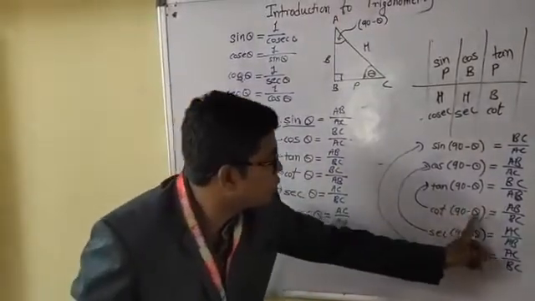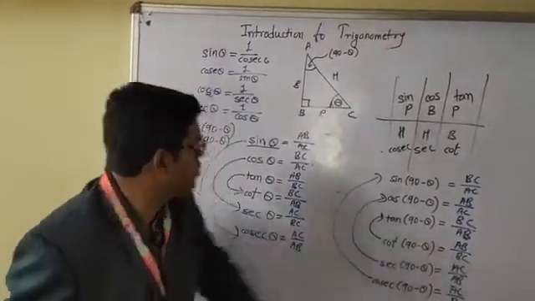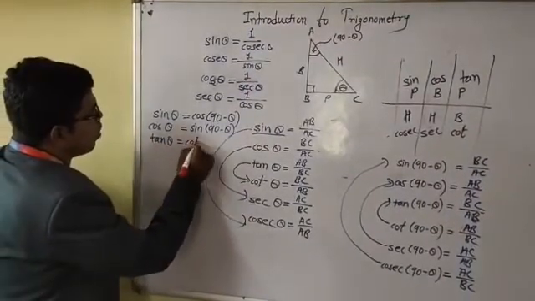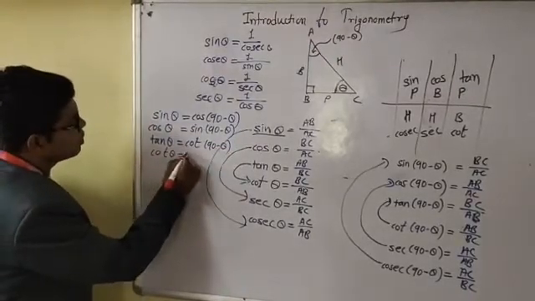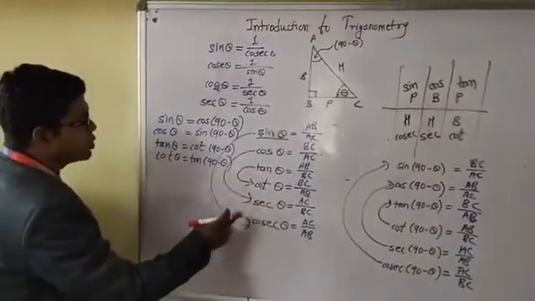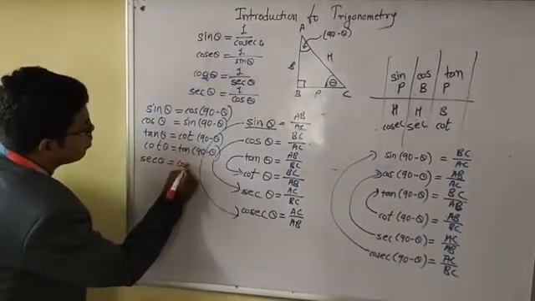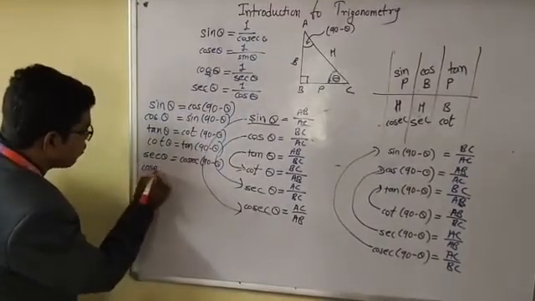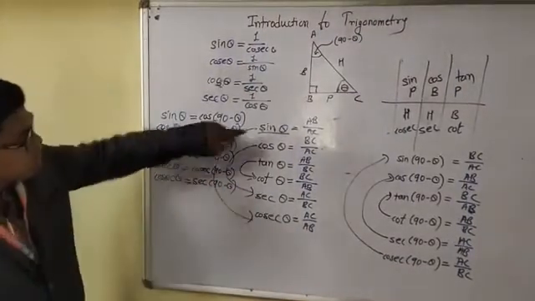Then the relation between tan and cot. Tan theta is equal to cot 90 minus theta. Tan theta is AB upon BC. Cot 90 minus theta is also AB upon BC. So tan theta is equal to cot 90 minus theta, and hence vice versa, cot theta is equal to tan 90 minus theta. Similarly, the relation between sec and cosec: sec theta is equal to cosec 90 minus theta, vice versa, cosec theta is equal to sec 90 minus theta.